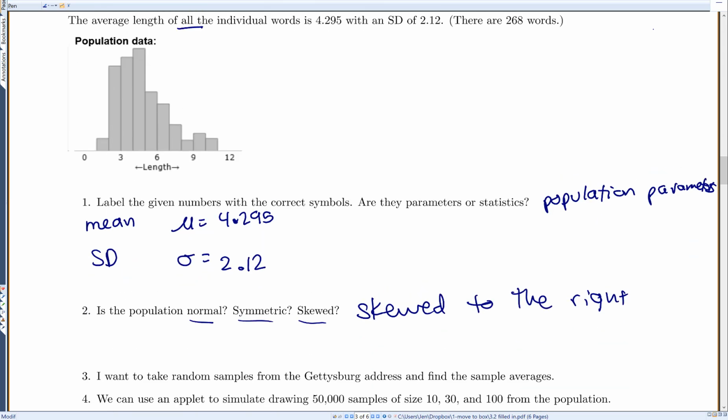Okay. And I didn't ask you here, but I should have. I should have asked something like, is the mean bigger than the median? So if I was just going to guess that this is my median, then my mean would have to be farther to the right because the mean's going to get pulled to the right. So the mean should be bigger than the median.